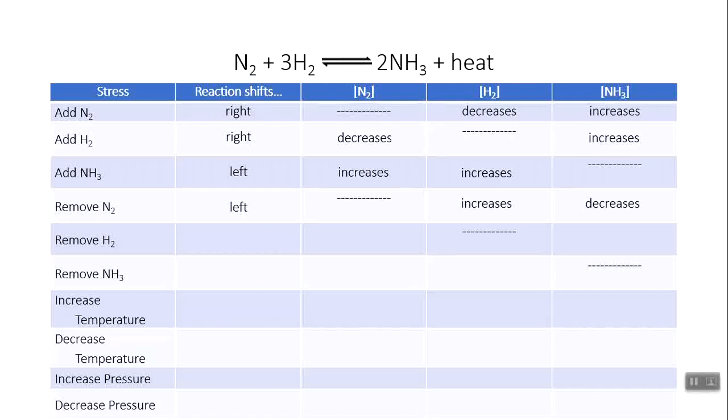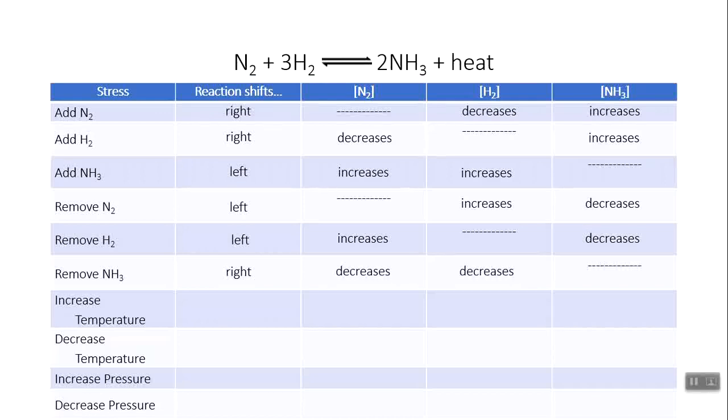What if I take away hydrogen? Again, hydrogen is on the reactant side, right? So which way will the reaction shift? It'll shift left. And again, reactants will increase while product decreases. What if I take away ammonia? Ammonia is a product, right? So the reaction will shift to the right. And both of my reactants will decrease.